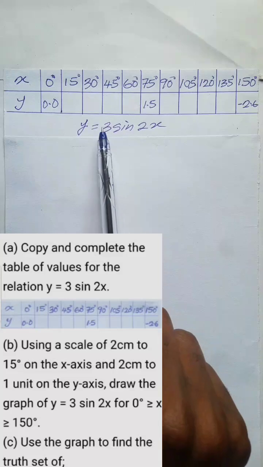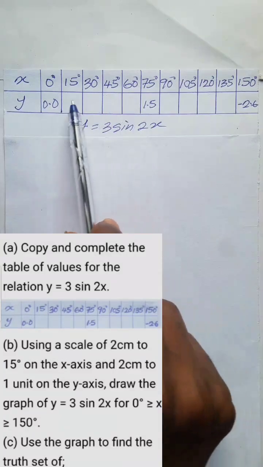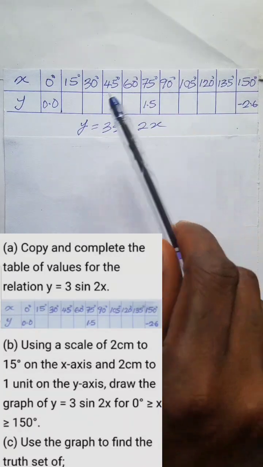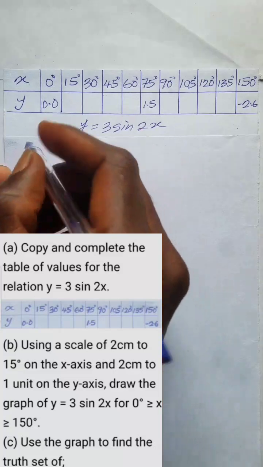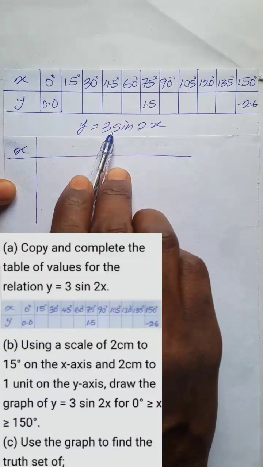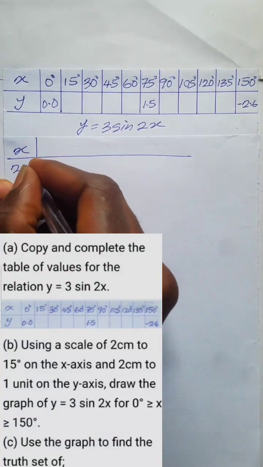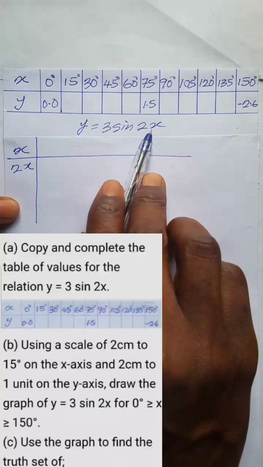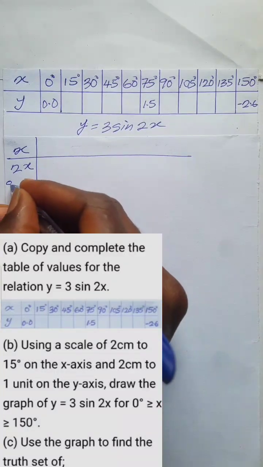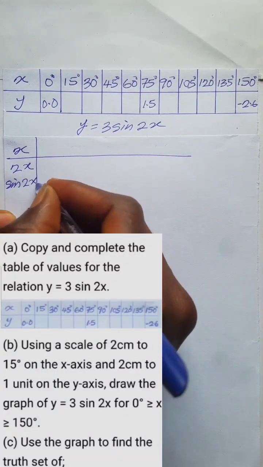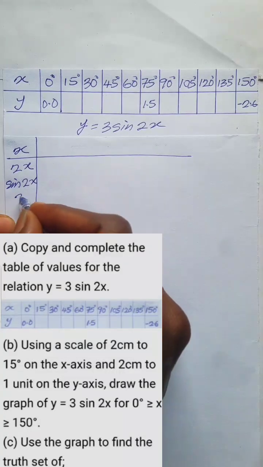This is what I mean. Don't just use your calculator and punch this out. You need to extend the values. This is exactly what I mean. The next thing to find is what? 2x. Okay? The next thing to find is what? Sine 2x. And then you multiply that by 3.